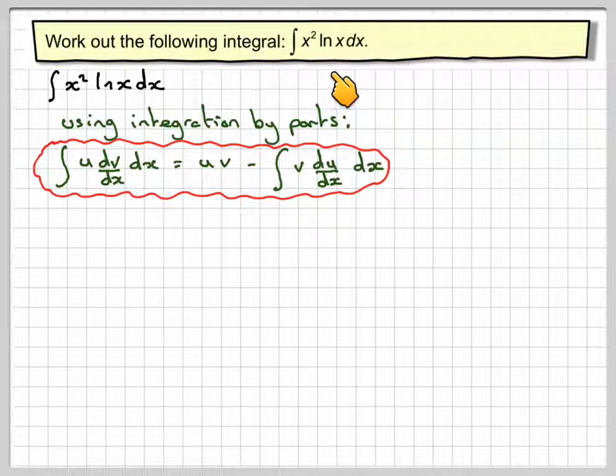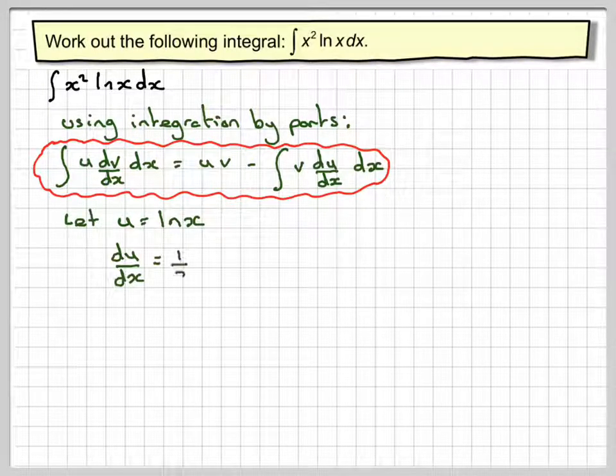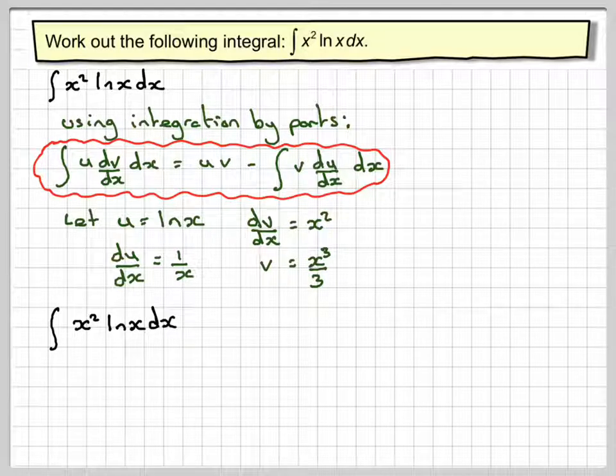Now, you normally need to differentiate ln of x, and x squared you need to integrate. So u has to be equal to ln of x, and you differentiate that, you're going to get 1 over x. And dv by dx will be x squared, and if you integrate that to get v, you get x cubed over 3.